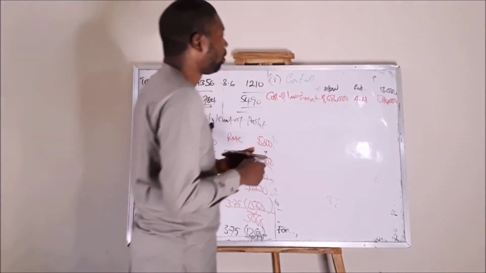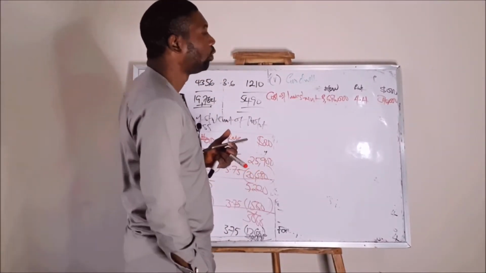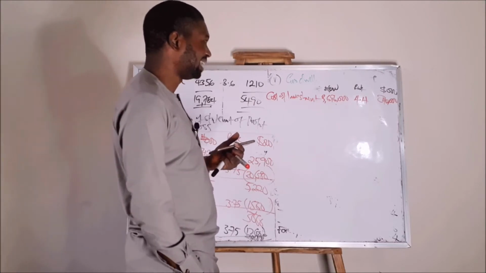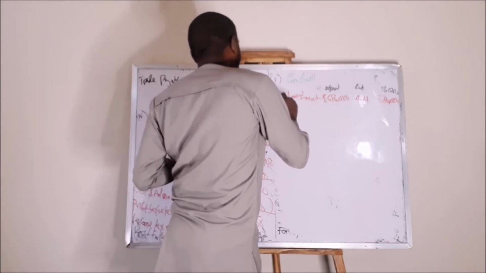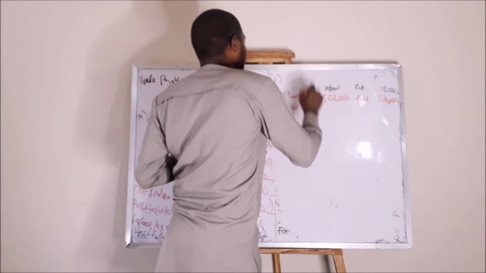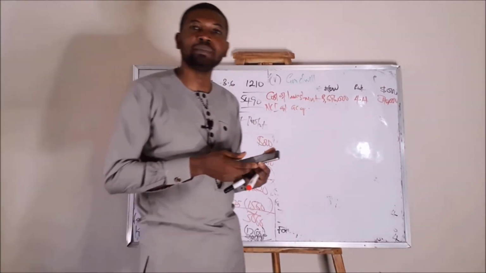3,696,000. So now we have translated from higher currency to lower currency. So that's why we are multiplying. Okay. The next is the NCI at acquisition. Now remember, we said there are two methods you can use to determine NCI at acquisition.